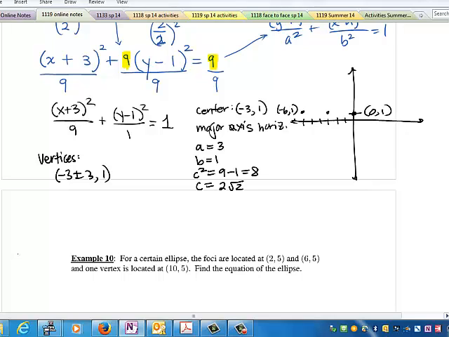The endpoints of the minor axis will be negative 3 and then 1 plus or minus b, which in this case is 1. So we want to go up and down 1 from there.